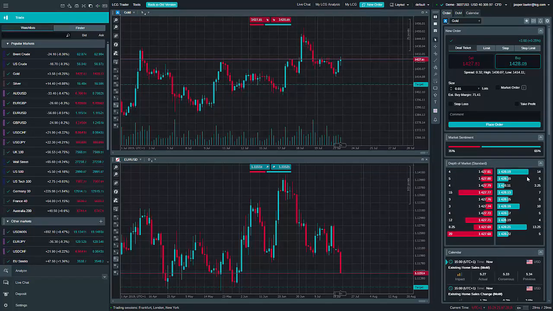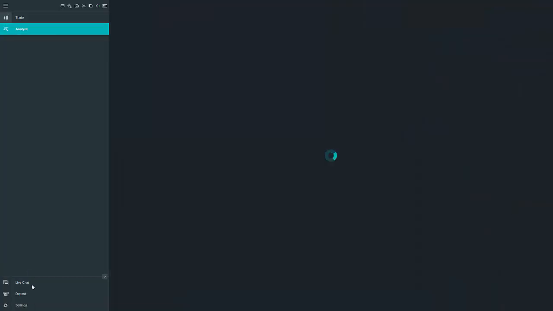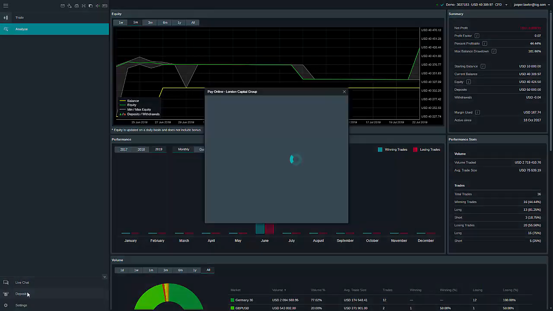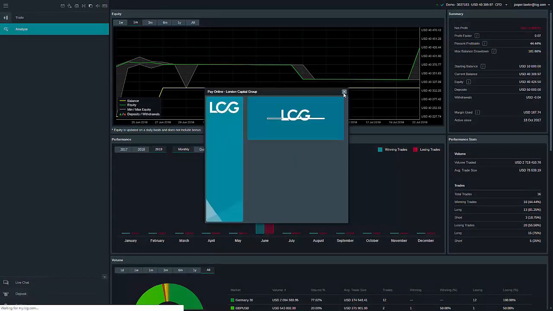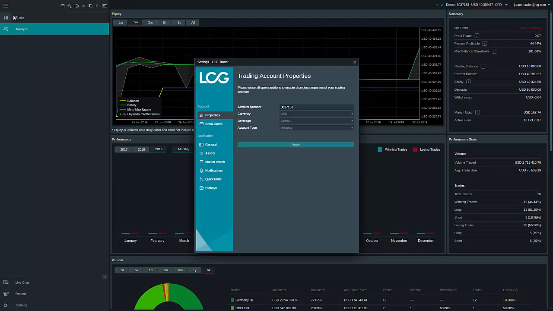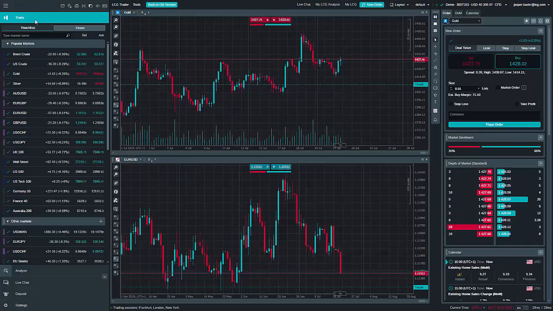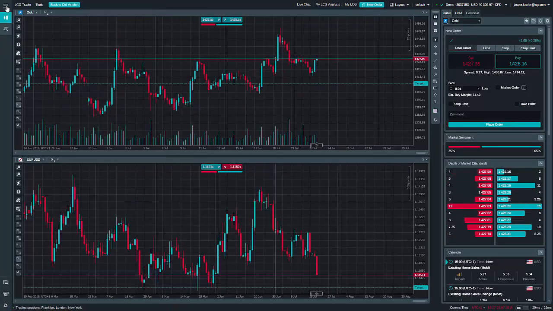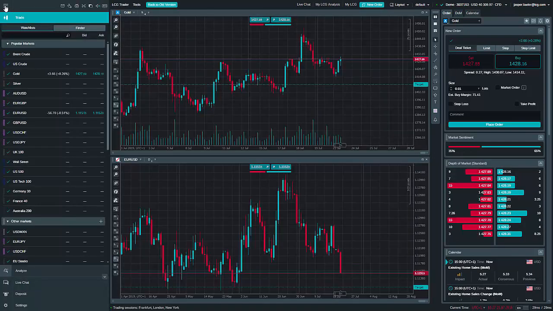So firstly, how to place a trade. When you open the platform, it should look roughly something like this, just to give you a vague idea. You have the trade and watch list panel here on the left. There are different tabs: trade, analyze. You also can access a live chat here, deposit funds, and you can also go to the settings of the account. That's all on the left. You can also close that left-hand window just by clicking on the three lines in the top left-hand corner there.